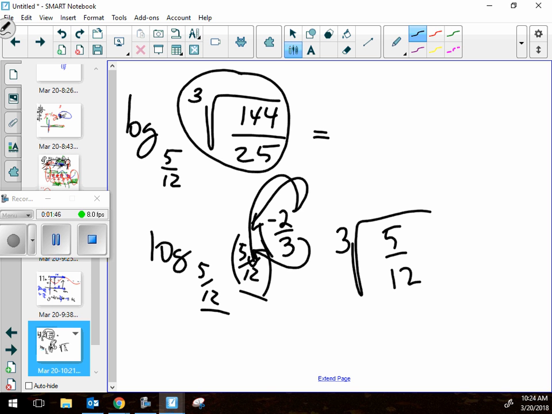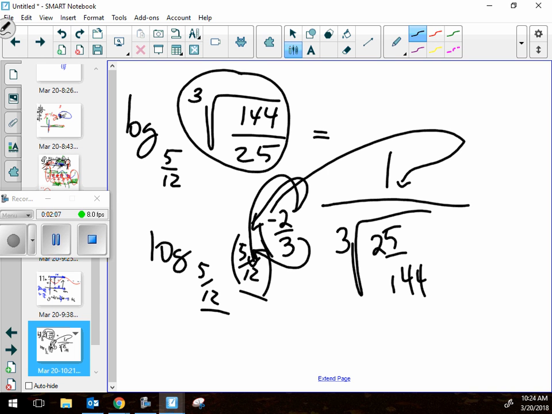The 2 is going to flip them? No, the 2 isn't going to flip them. The negative would flip them. The 2 would do what to them? Square them. So now it's 25, and 12 squared is 144. And is that what I had? No. So the negative would then take this and flip it. It would make it 1 over that.